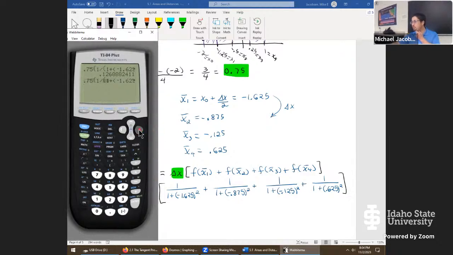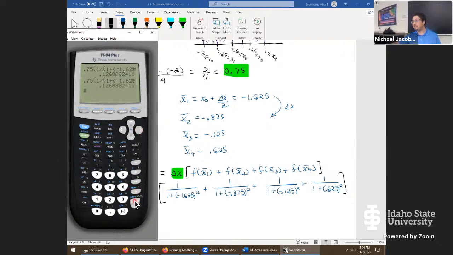Let me go to the right once more. And 16.25. Oh, I said 1 plus. That should have been a 1. No, I'm on the wrong spot of that. I think that was right. I had 1 divided by 1 plus. That was the right sign there.